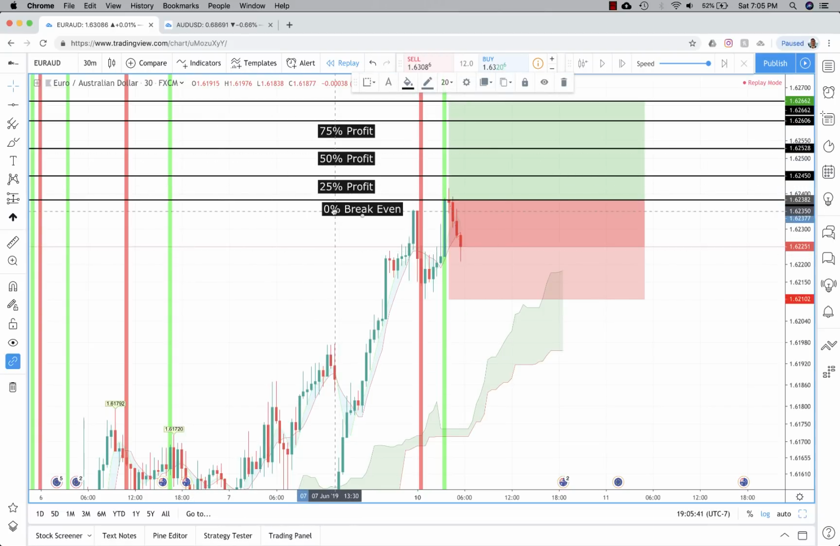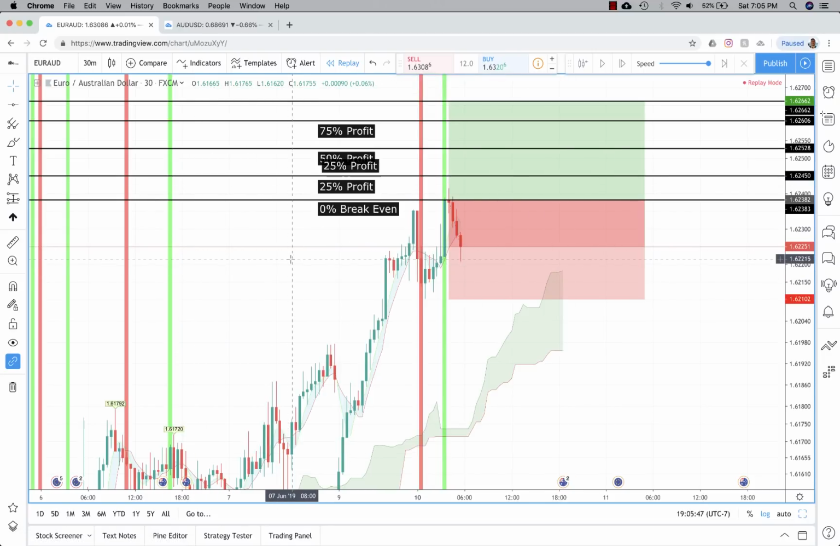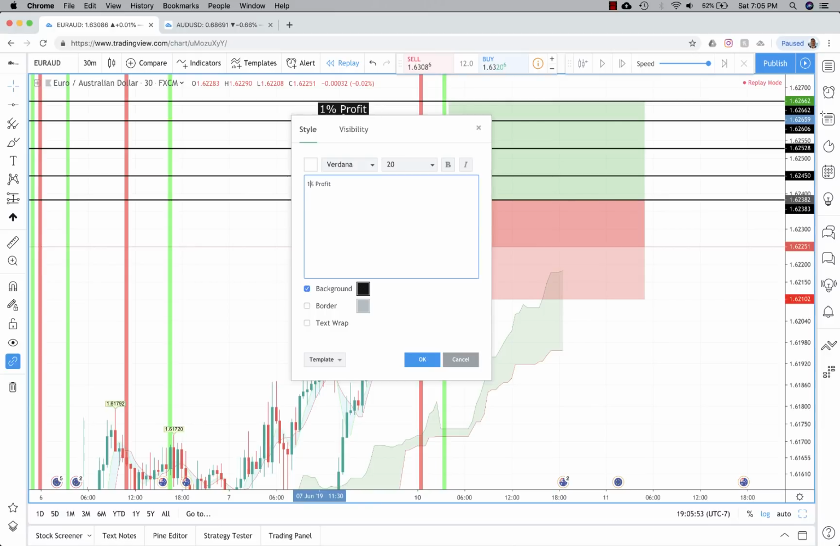And you guys aren't required to take this exit strategy. This is if you want to be conservative. This is how I have such a high win percentage. It's because I always minimize or eliminate my risk, and I always maximize my profit.